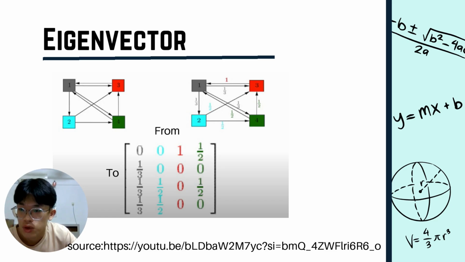In Google's PageRank algorithm, the importance of a page is determined by the probability of arriving at that page from other linked pages. Higher probabilities indicate a greater likelihood of users reaching that page, which in turn contributes to its importance in the ranking system.